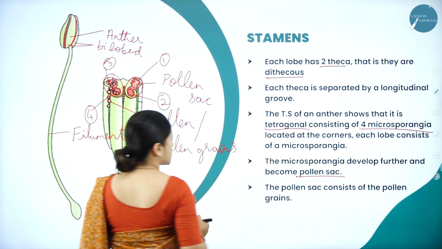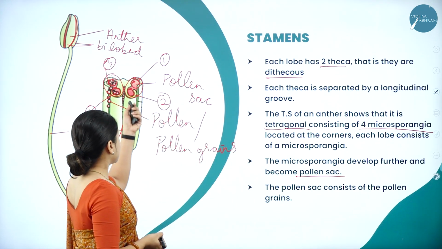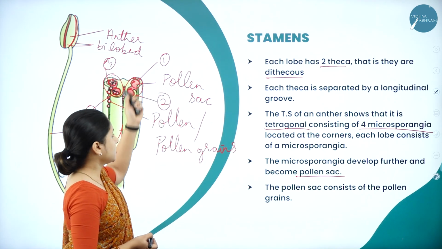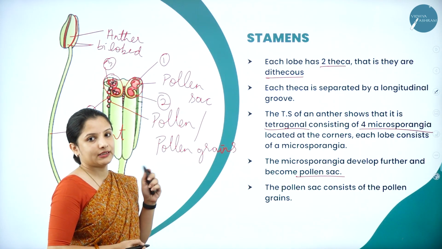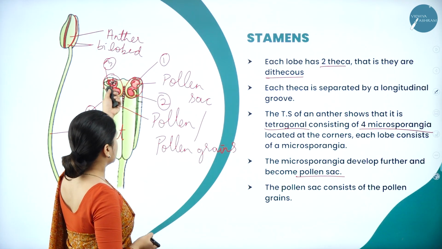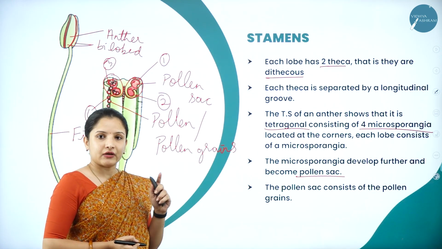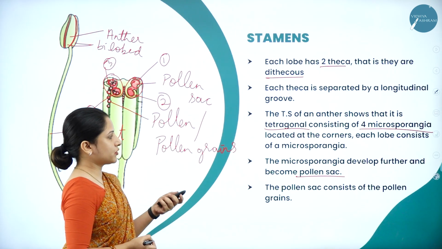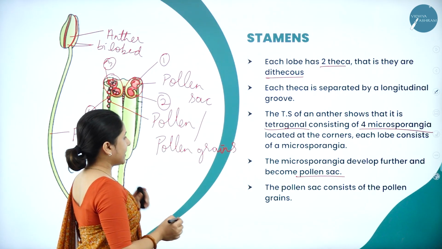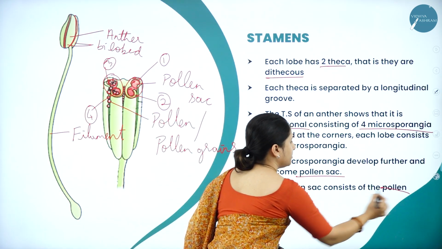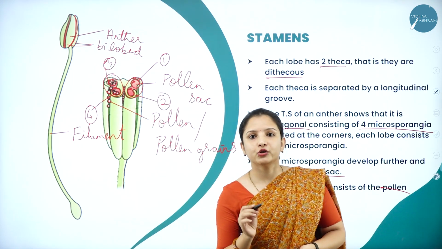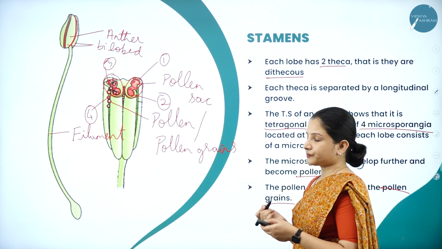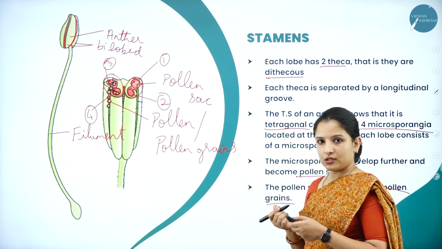So when you take a transverse section of the anther, you can see that the anther has 4 corners. That is why it is called tetragonal, and each corner has 1 microsporangia. Therefore, the anther has a total of 4 microsporangia. Inside the microsporangia, you have the pollen sac, and inside the pollen sac, you will have the pollen grains. So this is about the structure of the stamen, the male reproductive part of a flower.